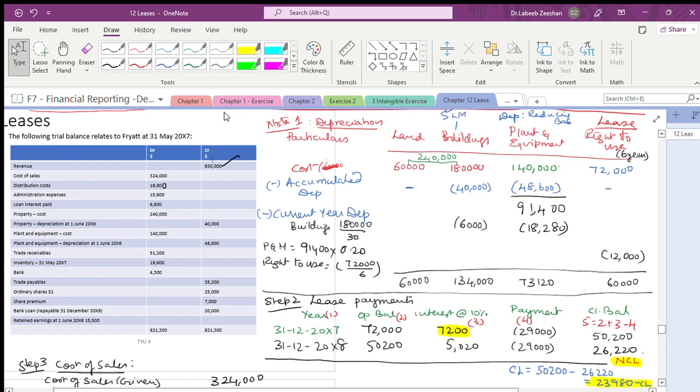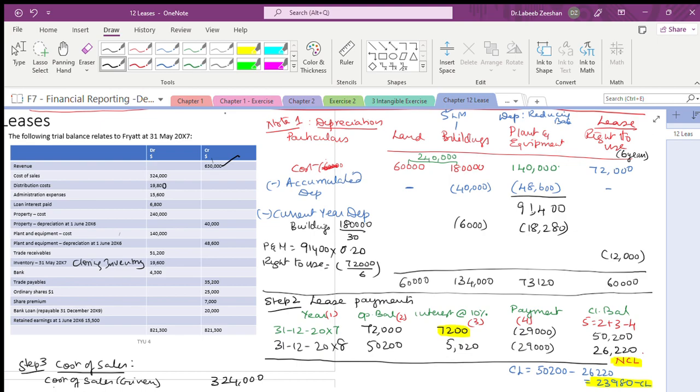Loan, property, plant, trade, investment, opening inventory, that is closing inventory, okay? Here they have given only closing inventory. When closing inventory is given in the trial balance, we should show it only in current assets. I will remind you whenever we come to this point.